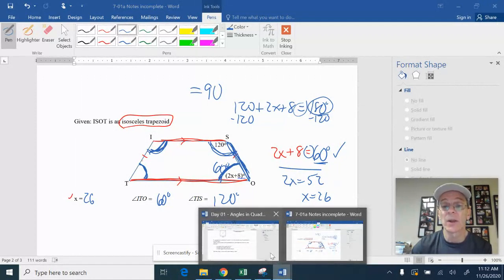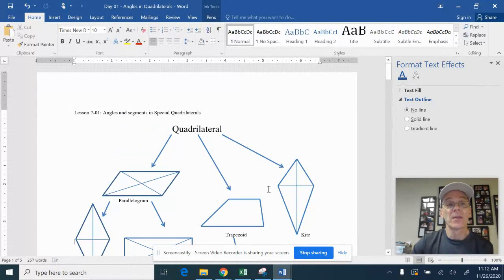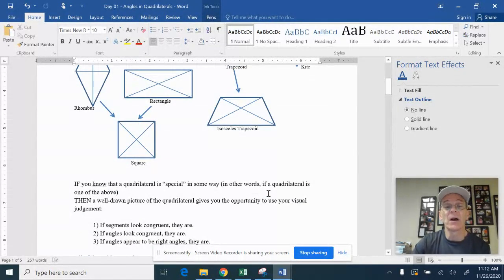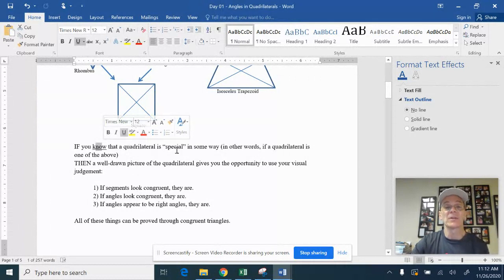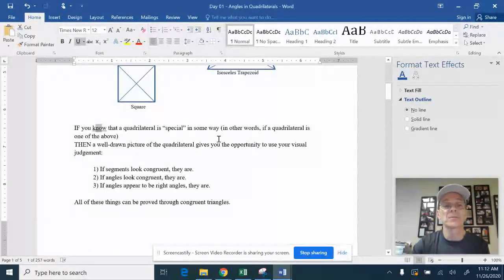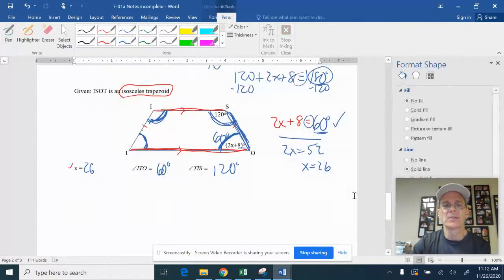Let's go take a quick look at the homework itself. Here's the homework. The front page is not homework. It's just a reminder of what's key in this lesson here, which is that if you know that a quadrilateral is special in some way, meaning it's one of these special kinds of quadrilaterals, then a well-drawn picture of the quadrilateral gives you the opportunity to use your visual judgment. And I emphasize well-drawn. I mean, let's go back to this page over here.